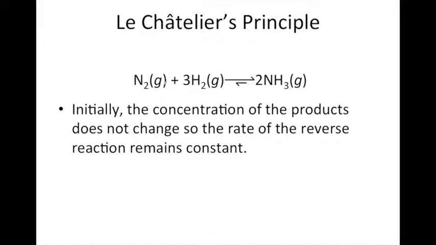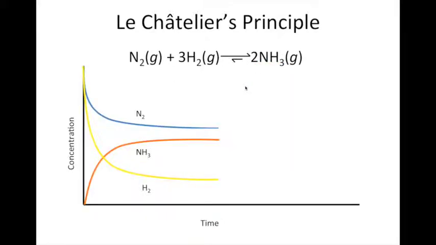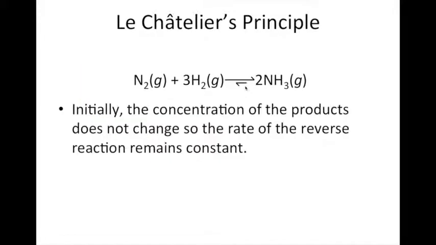Well, what about the products? Immediately after, the concentration of ammonia hasn't changed from its equilibrium concentration. So since the concentration of the product has not been altered, the rate of the reverse reaction remains constant. So overall, the rate of the reverse reaction hasn't changed, but the rate of the forward reaction has increased. So there's a net increase from left to right.